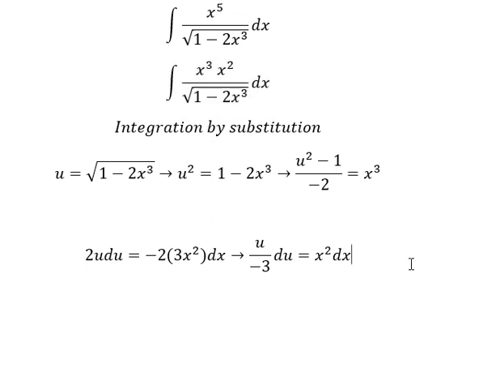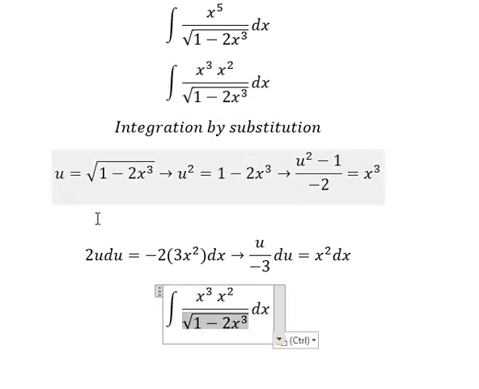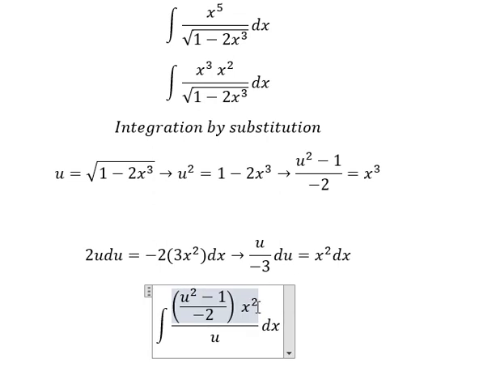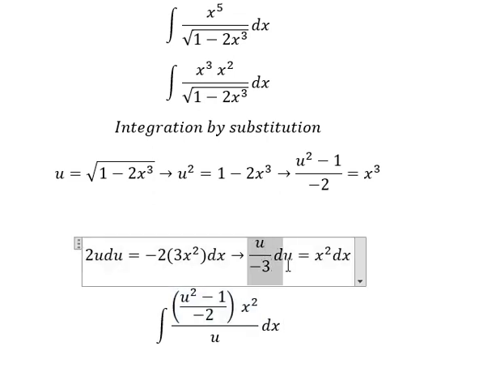Next, the square root we change to u. x to the power of 3 we change to this one. x squared dx we change to this one.